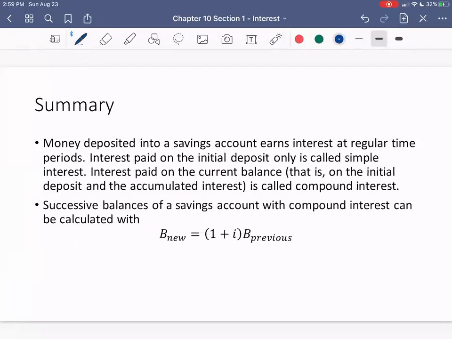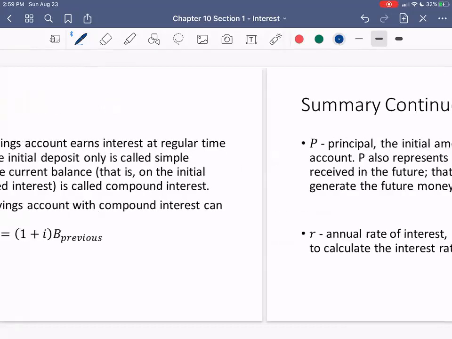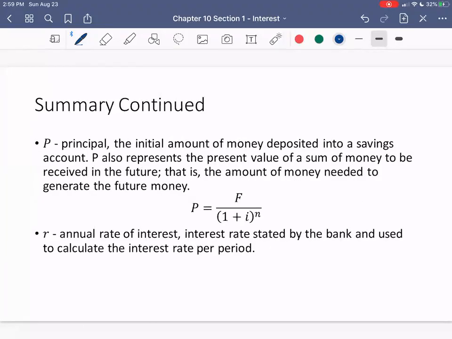So that's the end of the first section. And what I like about this text is it gives you a summary at the end of every section. So I'm just going to basically leave this to you, and I'm going to scroll through it. You can pause it and read it. But these are the big things that we talked about. We talked about the money that's put into an account. It gains interest. It's called simple interest or compound interest. We talked about how to find the new balance based off the previous balance. We talked about what these variables represent.